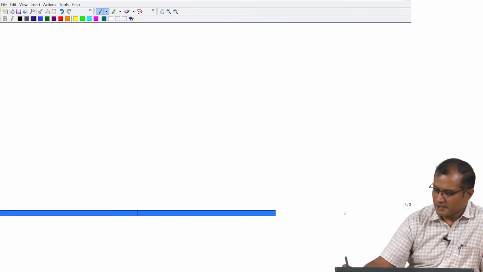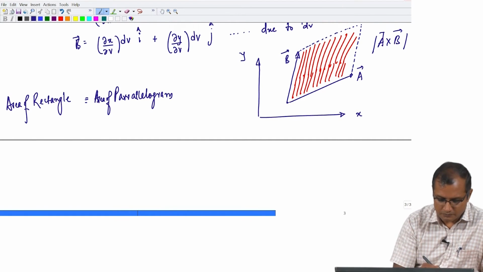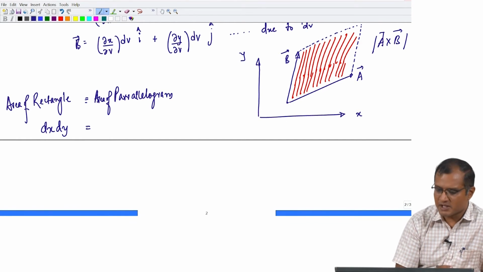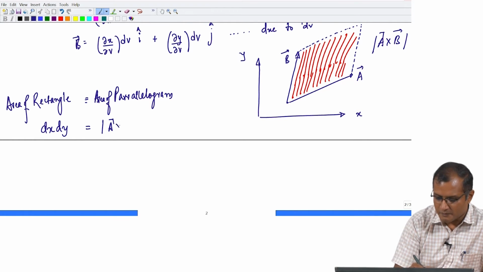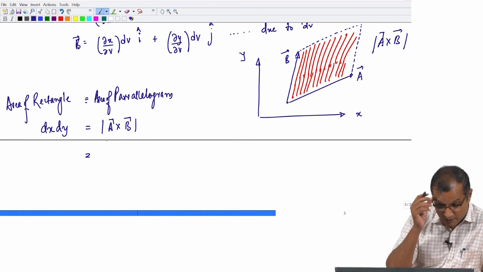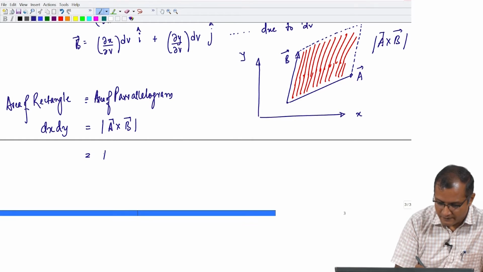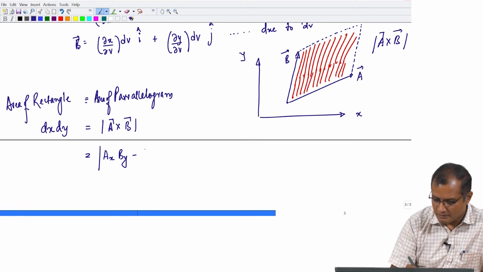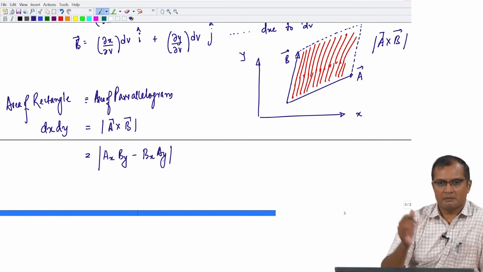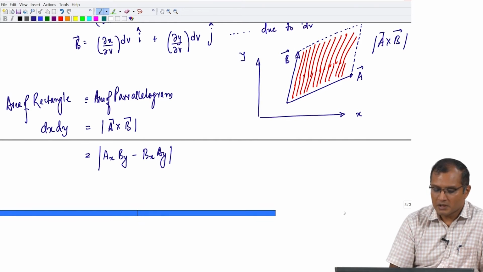So, then I can simply write down dx dy, which is the area of the rectangle, that was easy to see, as mod of A cross B. Now, mod of A cross B is nothing but Ax By minus Bx Ay. Okay, that is the form of A cross B, which is in the plane coming out of the display board, and I have taken a magnitude of it. So, this is the strength of it.